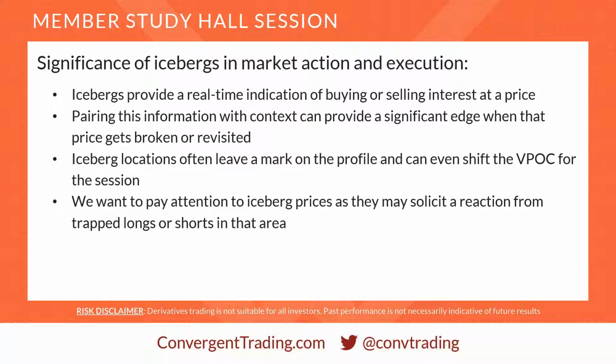Icebergs, you know, it's a block, so it could be 10,000, 20,000 contracts. Eventually, the market has a lot of pressure to the upside if it's offered. Let's say at 39.50 offered, which we'll look at in a minute. The market eventually has enough pressure to push through that iceberg, and that provides us with information as well. So pairing this information with context can provide a significant edge when that price gets broken or revisited.